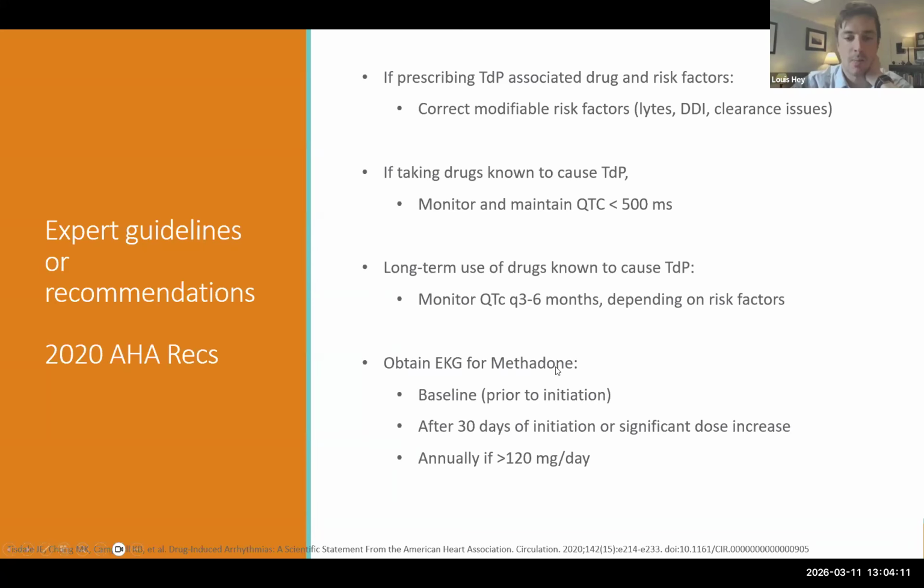So they recommend a baseline EKG, another 30 days after initiation, or after a significant dose increase. They didn't define a dose increase. Another paper I saw, I think, was a 20 or 30% dose increase. They would get another EKG. And then if they're on above 120 milligrams a day, make sure you get an EKG annually.